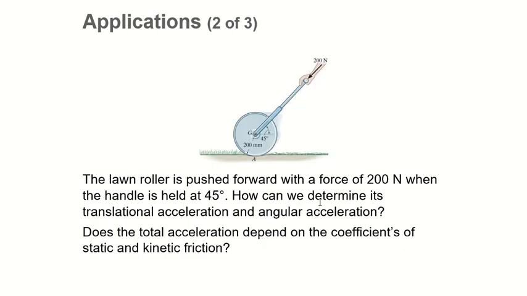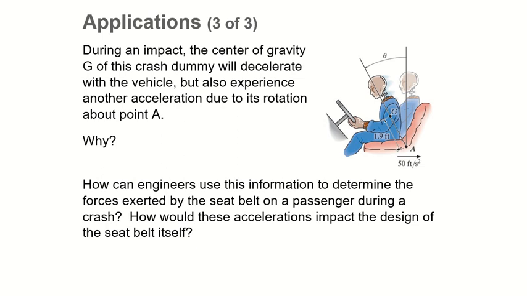The next application is your lawn roller. We're going to push it at an angle, and there is your external force of 200, and the handle is held at 45 degrees. That's where your cosine and sine come in, when we break the force into components. So how do we determine the translational acceleration and angular acceleration? We can calculate it, and that's what we're going to study how to do. Does this total acceleration depend on the coefficients of static and kinetic friction? Of course, definitely kinetic.